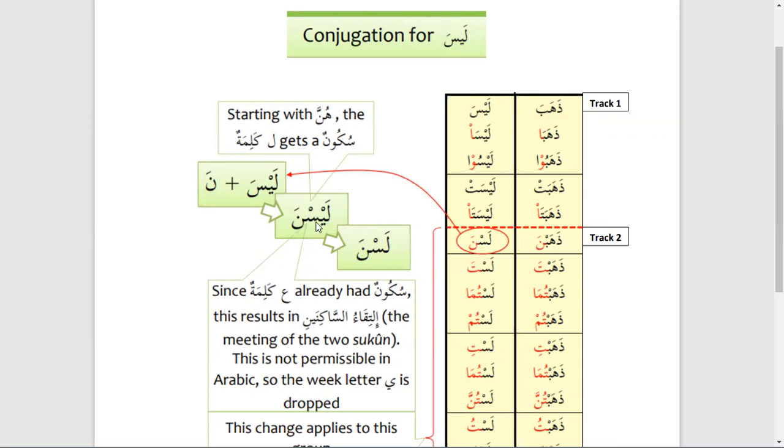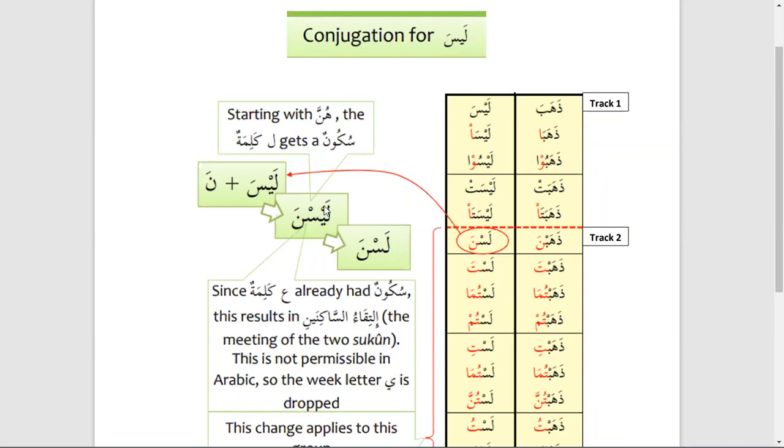So it became laysna, okay? But in weak letters, when two sakin letters come together, for example, ya is sakin, and sin is sakin, this is called iltiqa as-sakinain, and even if you don't know, that's okay. So when two letters come together and they are sakin, the weak letter gets dropped. There are only two weak letters in the Arabic language, waw and ya. So what happens when we have two sakin letters? The one that is weak gets dropped.